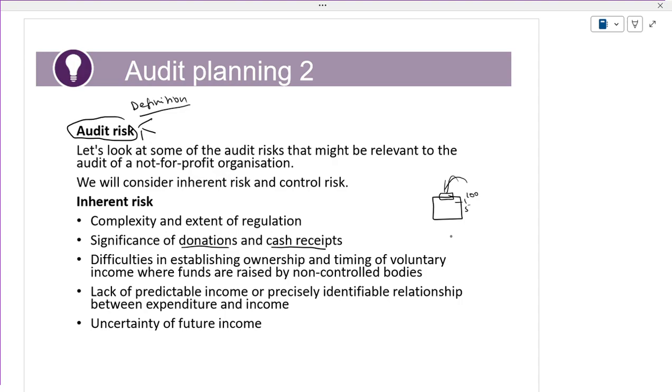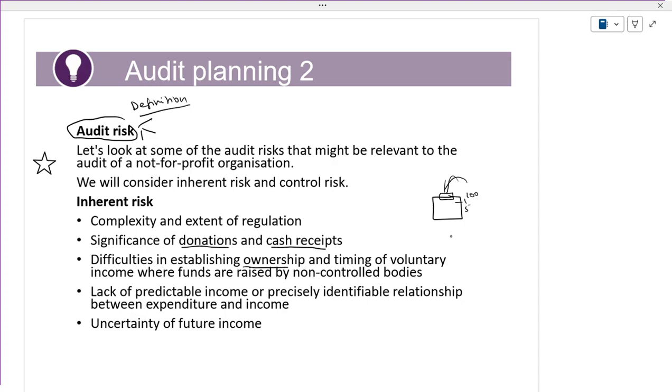Because you will have donations. Difficulty in establishing the ownership. Who is the owner, we don't know. Voluntary. These are the points. Understand the point? If you make it a point, these are the areas where they will ask you the questions. Okay, these are the areas.